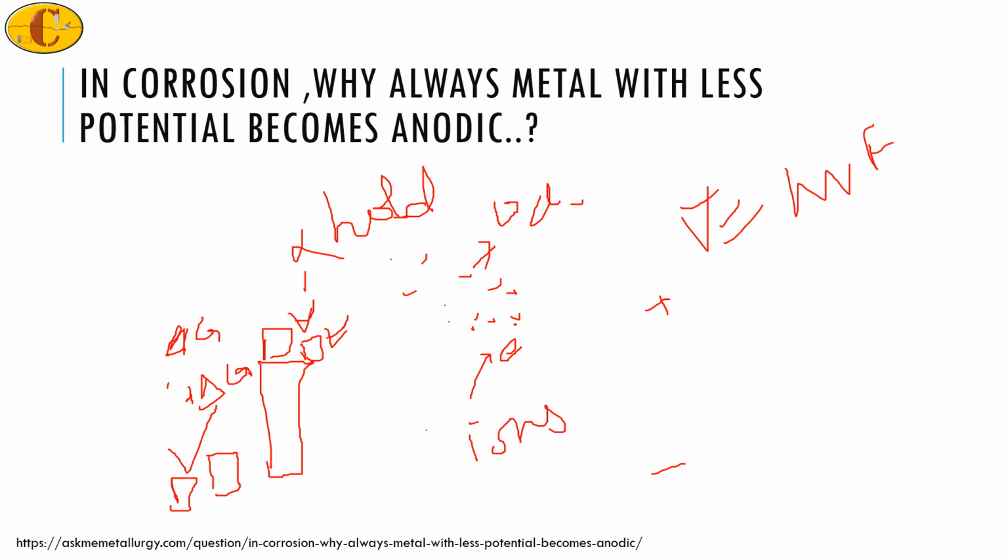So just like the smaller suitcase, a more negative element will require very less incentive to fall down or to corrode. This is in very simple terms.